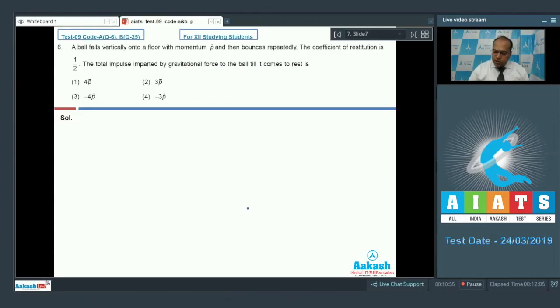So let this be the horizontal floor, and the ball is released from rest from this position. Due to the action of the gravitational force, it gains some momentum, and at the moment it is just about to collide with the floor, let it gain some momentum p, which is given in the question.